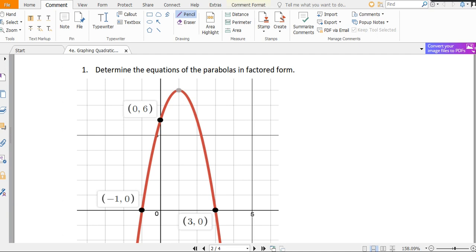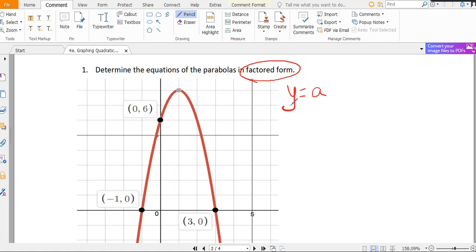Well, to solve a question like this, I could either find it in vertex form or factored form. But I'm being asked to find it in factored form, so ignore what I just said. We're going to find this in factored form. Well, y equals, do I know my a value? No, I don't. That's our vertical stretch or compression.